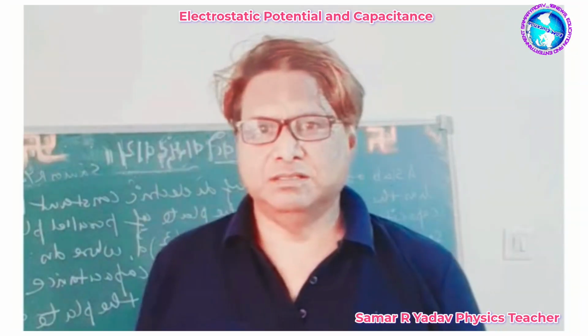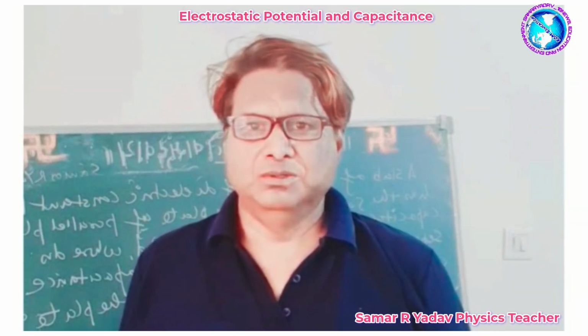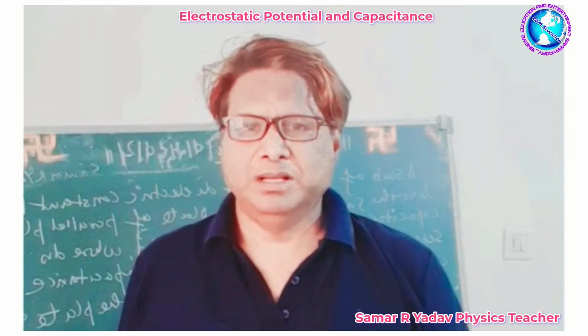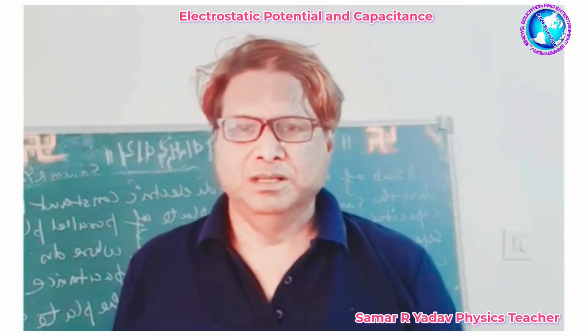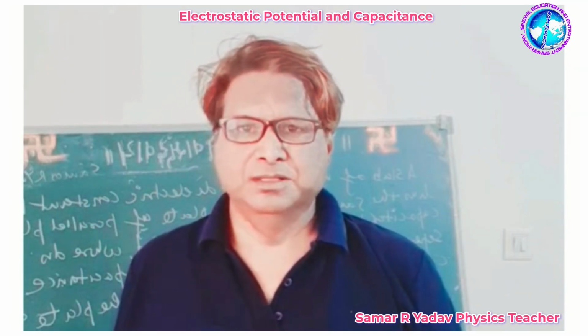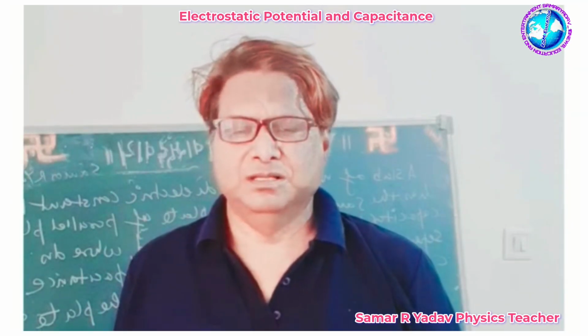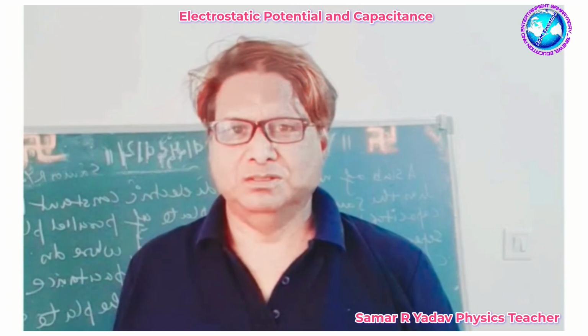Today in physics, electrostatic potential and capacitor. Now to see one numerical. The numerical is based on a parallel plate capacitor. We know that the capacitance of the parallel plate capacitor C is equal to epsilon 0 A upon D, or we know that capacitance C is equal to Q upon V. So using this formula we have to solve this numerical.